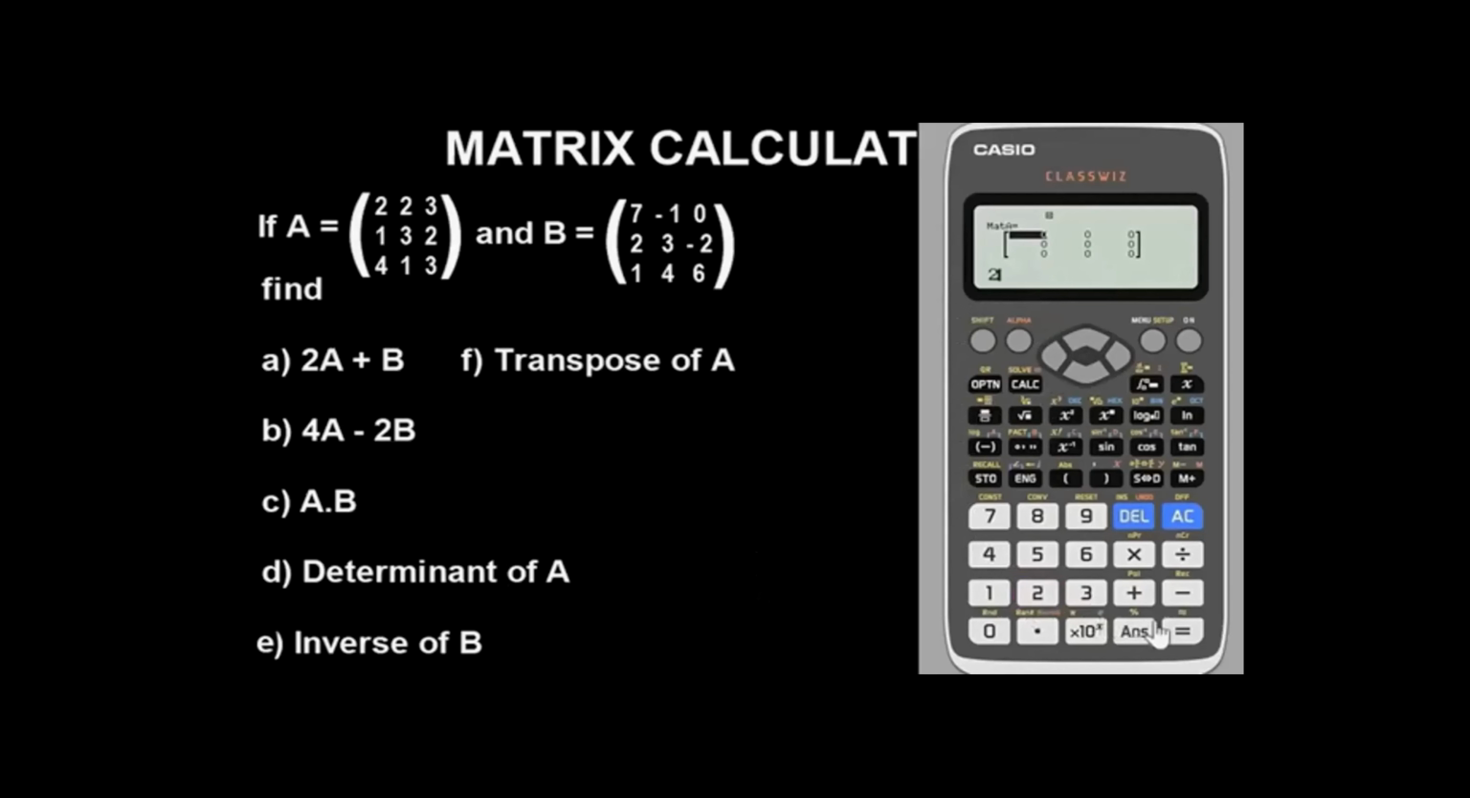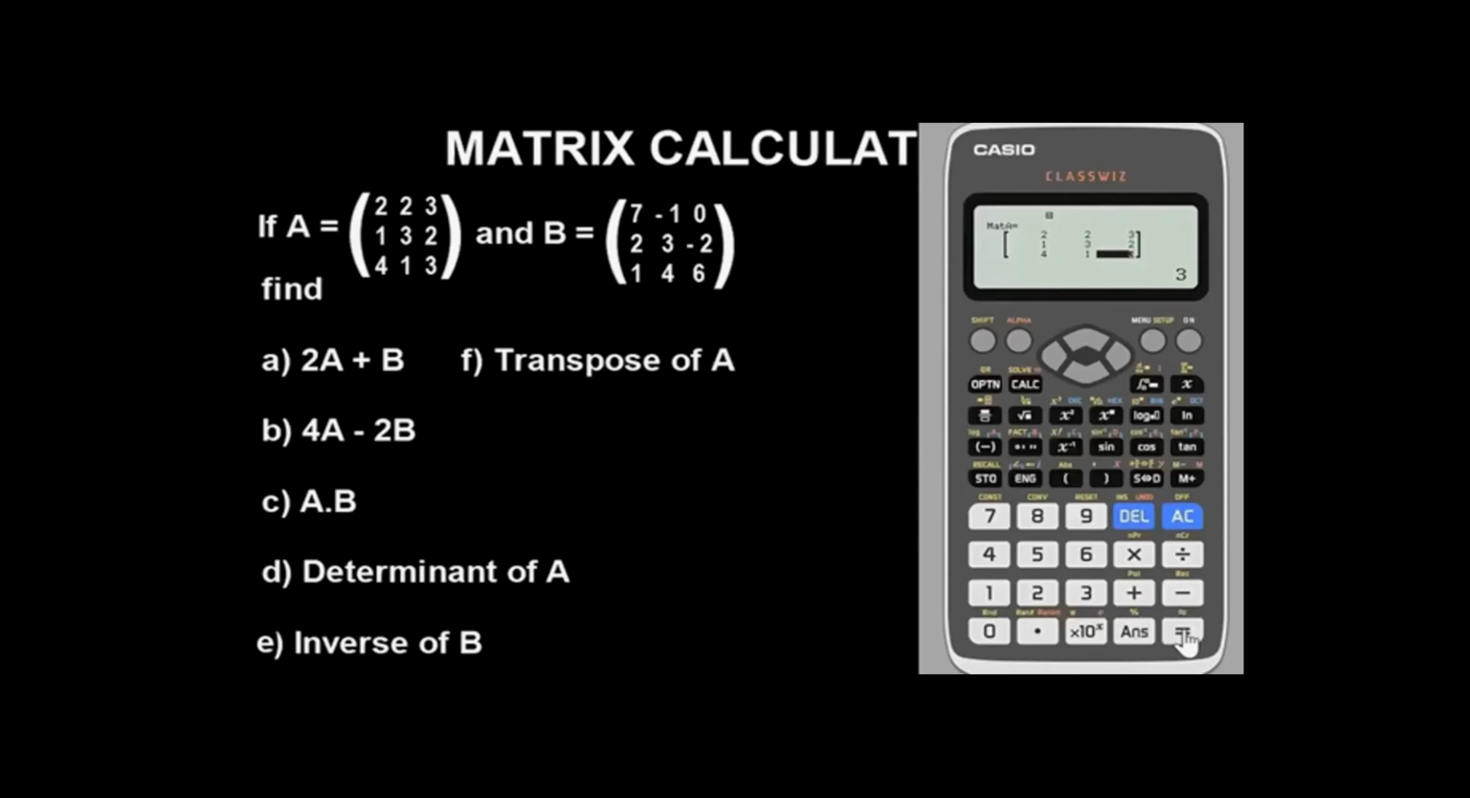So now let's input the values for this order of matrix. We have 2, equal; 3, equal; 1, equal; 3, equal; 2, equal; 4, equal; 1, equal; and 3, equal. Now guys, note that as I'm inputting these values, the calculator is storing them automatically. That's what the calculator does. It stores the values automatically as we input them.